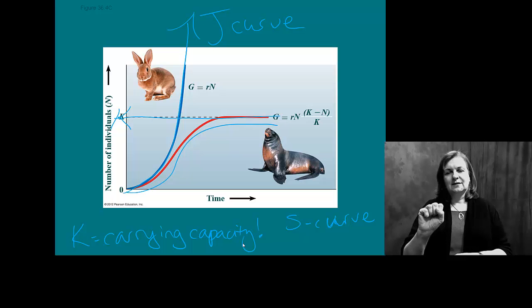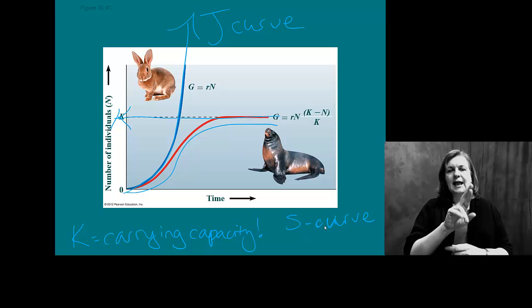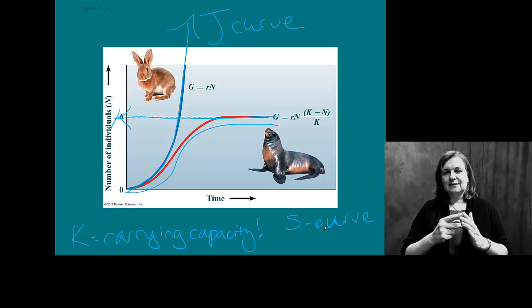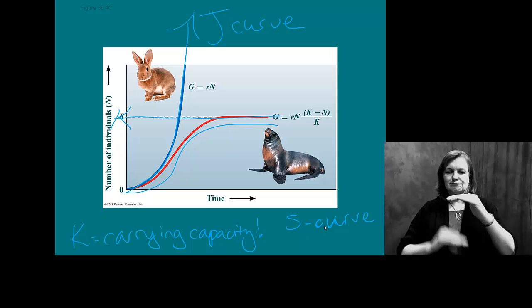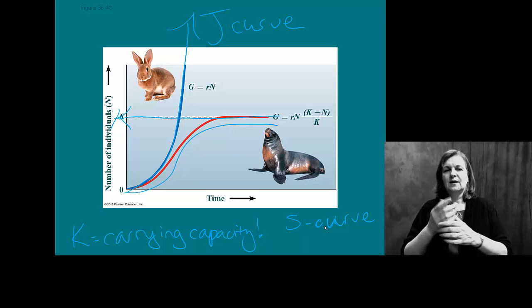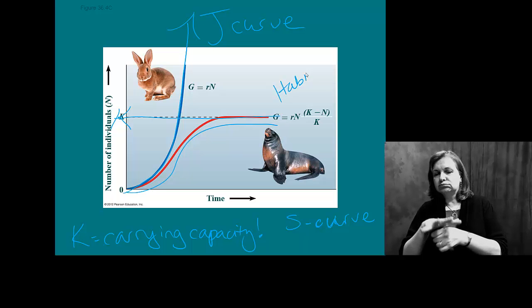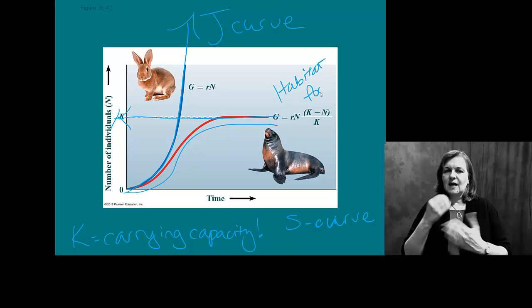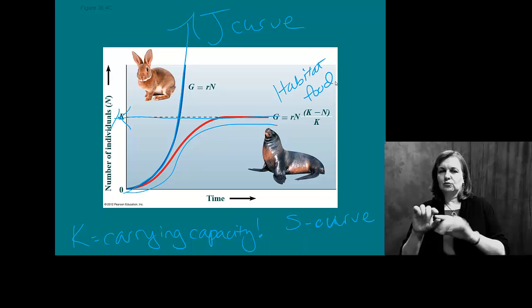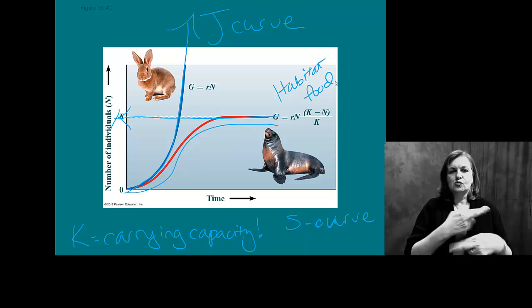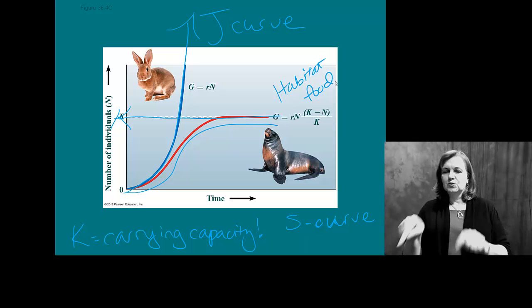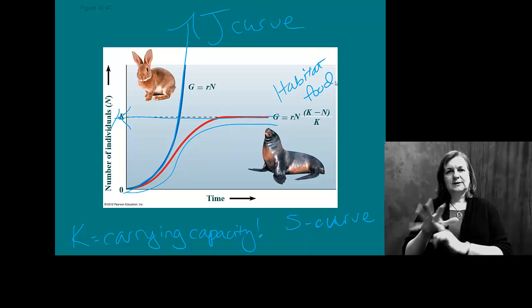So when we look at this S-curve, or this carrying capacity limitation, what we're saying is the planet can really only sustain, or this geographical area can only sustain, that much growth. So there are limitations: habitat, food. Something is limiting this population. Rabbits don't have those same kinds of limitations. They're smaller, they reproduce faster, so different stresses on those individuals.